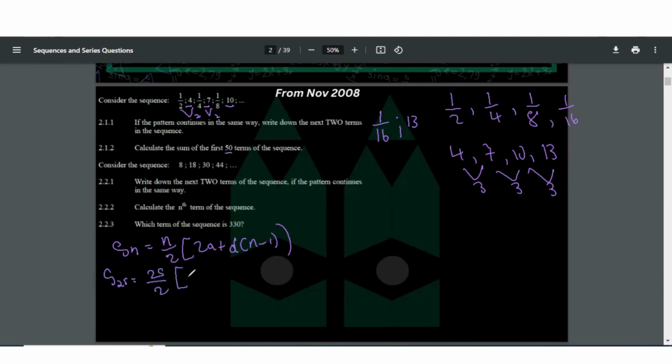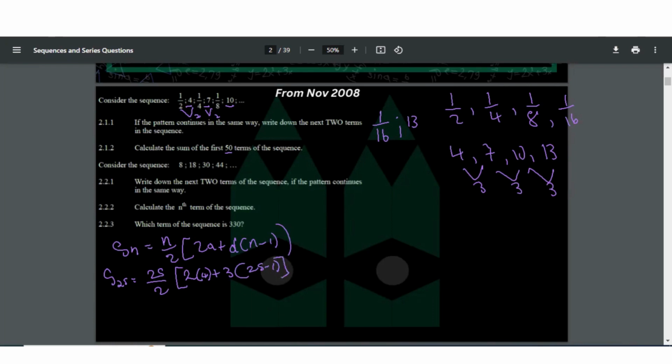Then you open the bracket, then it will be 2a. Well, a is the first term, so the first term would be 4, then plus d. D in this case is 3, because you can see that the difference between terms is 3, into n minus 1, n is 25, and then minus 1, and close the big bracket.